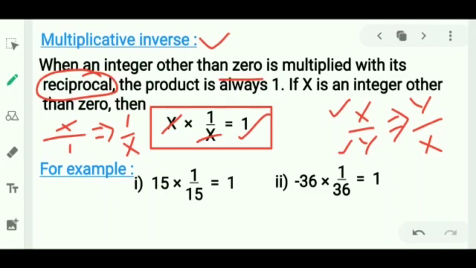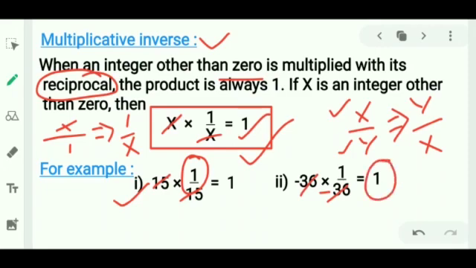Let's read the definition of multiplicative inverse once more. When an integer other than 0 is multiplied with its reciprocal, the product is always 1. If x is an integer other than 0, then x multiplied by 1 upon x is equal to 1. For example, if you multiply 15 by 1 upon 15, 15 cancels with 15 and the answer is 1. If we take minus 36, then its reciprocal is 1 upon minus 36. Minus 36 cancels with minus 36 and the answer will be 1.